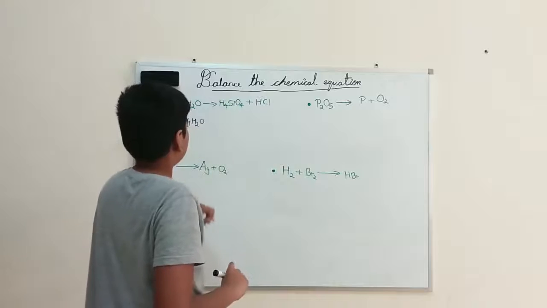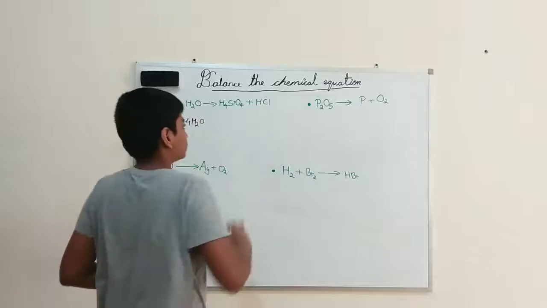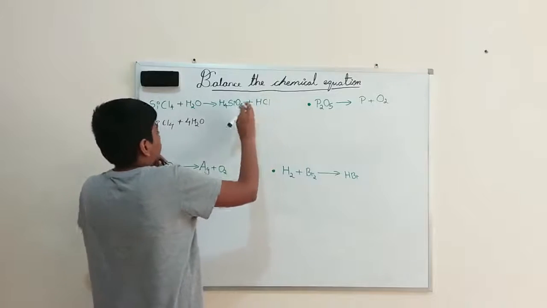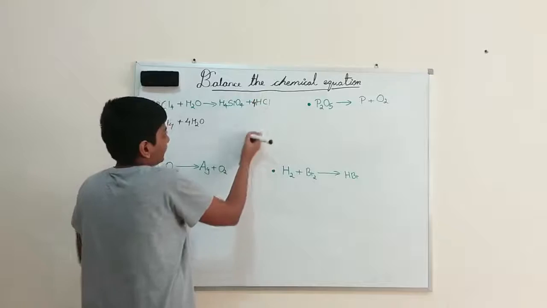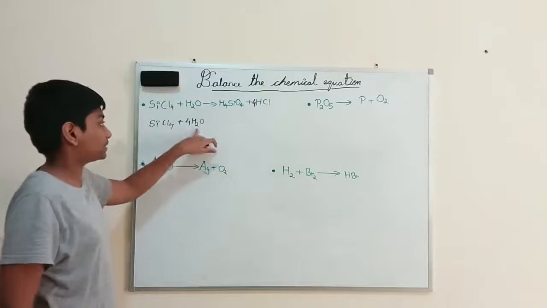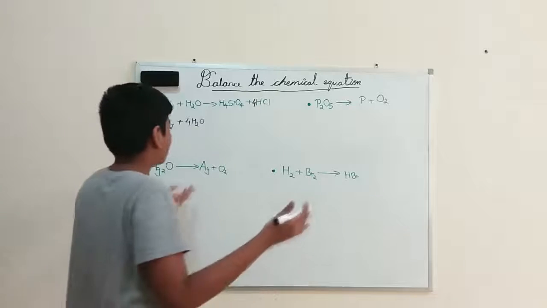So what should I do now? Here 8 is there, here 4 is there, but here there is another hydrogen over here. Okay, so what should I do? Here I need 4 chlorides over here. So what should I do? I should add here 4, right? So how much hydrogen total I will get? 8 hydrogens. So how much hydrogen I have over here? They are also 8. So our chemical equation is balanced.